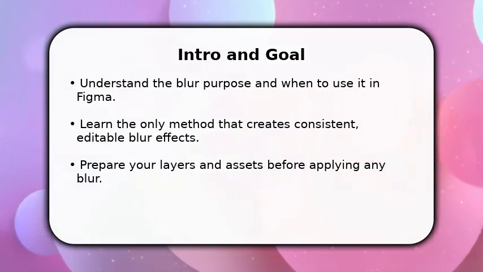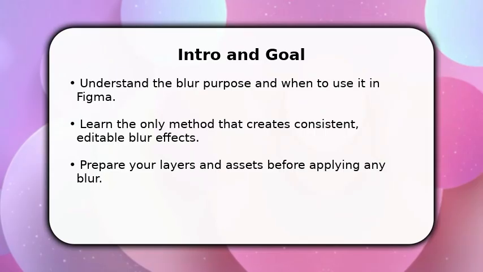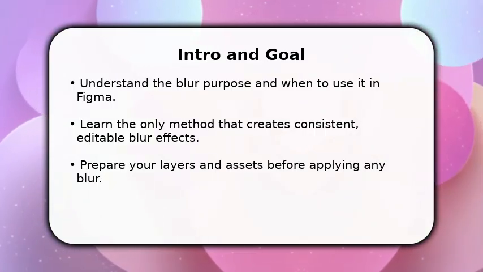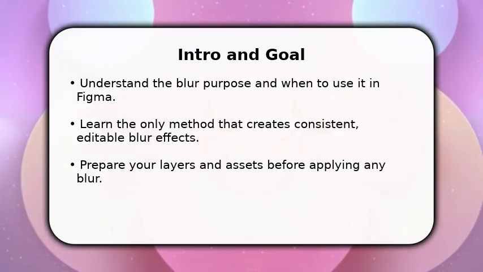Apply Gaussian blur from the Effects panel and adjust intensity while preserving vector fidelity. Group and name layers for easy iteration and turn off visibility to compare before and after changes.